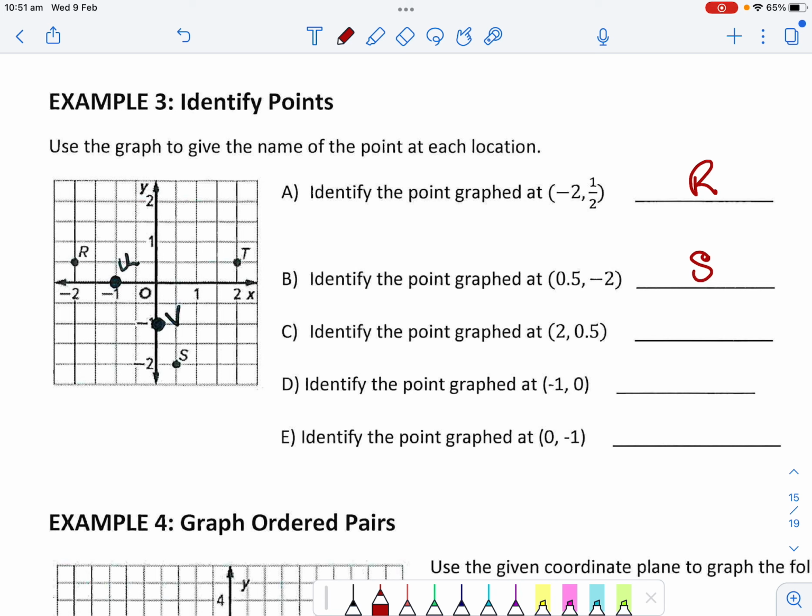2, 0.5 is going to be to the right 2 and then up 0.5. That's going to be point T. -1, 0 is going to be to the left -1 and then stay on the x-axis. That's going to be U. And then 0, -1 means stay at 0 and go straight down 1, so that's going to be point V.